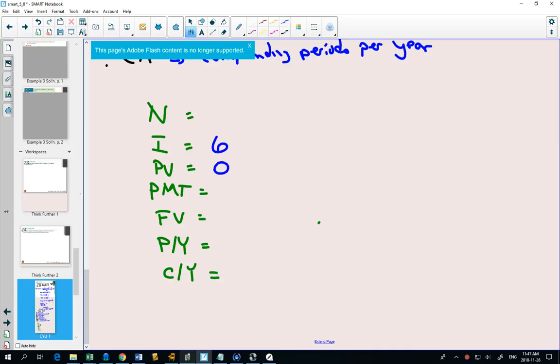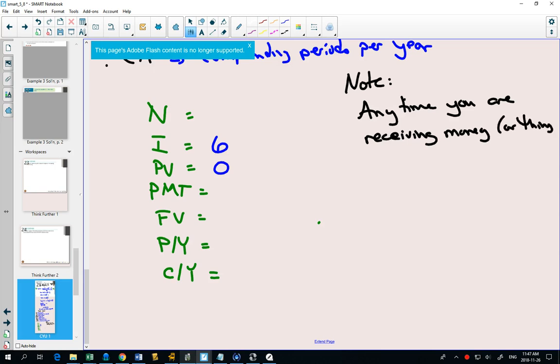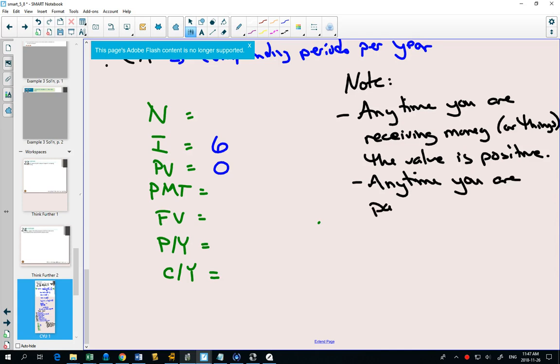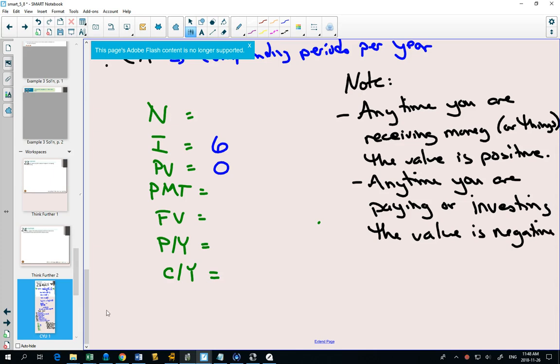Oh, and we have to make a note. There's a special note I want you to add. Anytime you are receiving money or things, the value is positive. Anytime you are paying, or I'll say, investing, taking money out of your pocket and putting it somewhere else, the value is negative. So the calculator needs to know, are you getting money or are you putting money away?